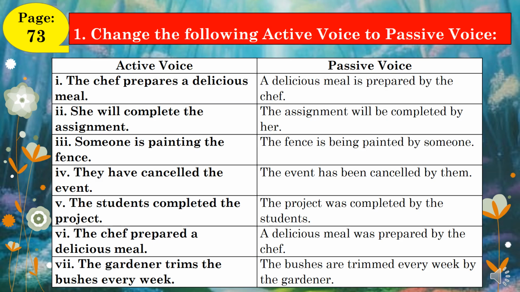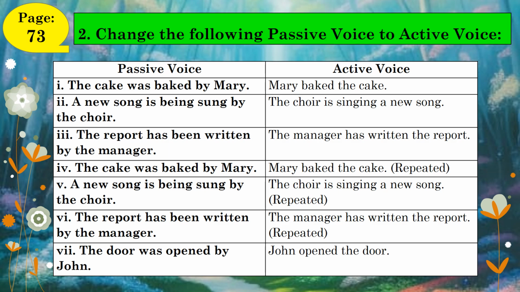5. The students completed the project. Passive: the project was completed by the students. 6. The chef prepared a delicious meal. Passive: a delicious meal was prepared by the chef. 7. The gardener trims the bushes every week. And the passive is: the bushes are trimmed every week by the gardener. Understanding how to shift between active and passive voice helps improve clarity and variation in your writing. Now, let's convert the passive voice sentences into active voice.